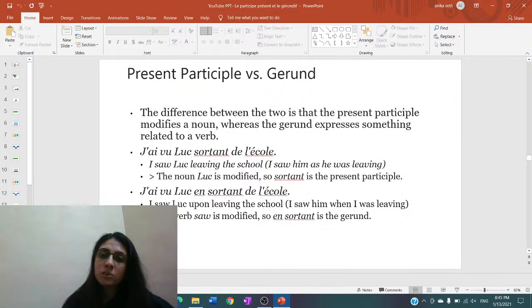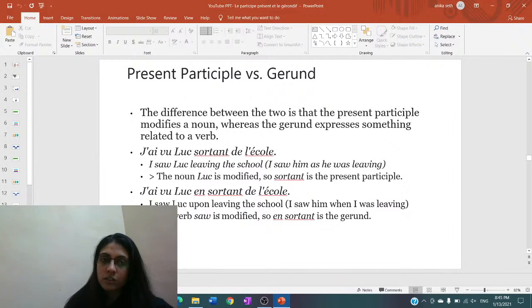So the difference between the two is that the present participle modifies a noun, whereas the gérondif expresses something related to the verb. Like, j'ai vu Luke sortant de l'école. I saw Luke leaving the school. So I saw him as he was leaving. The noun Luke is modified by sortant. So sortant is the present participle, meaning who was leaving the school? Luke was leaving the school. I was not leaving. Luke was leaving.